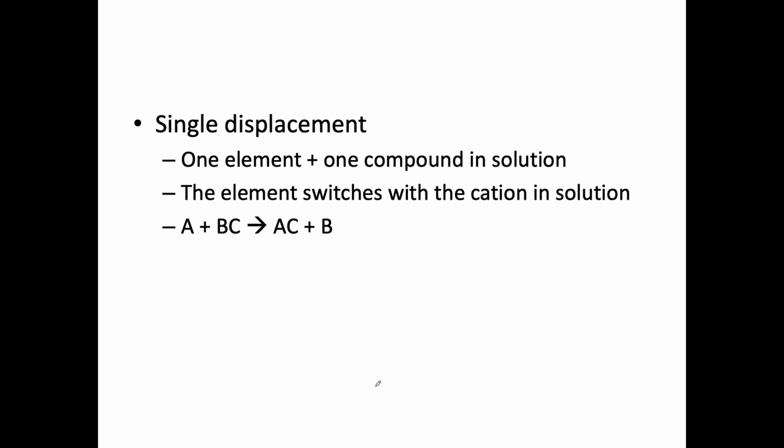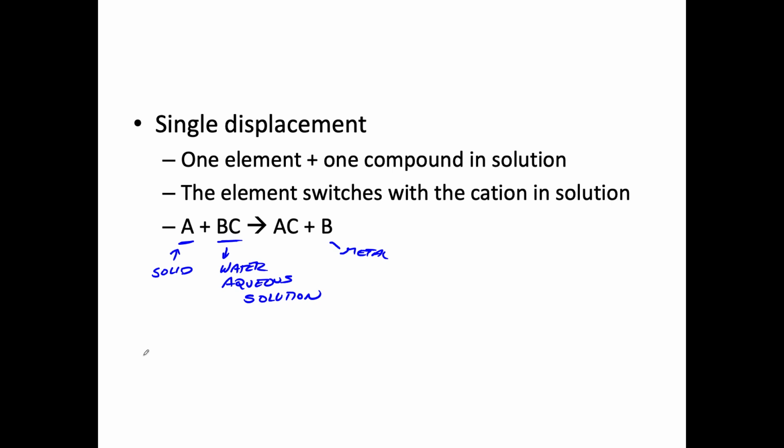Now, single displacement. This is cool because this is where a lot of things happen, and there's a lot of chemistry involved. We have an element: A is an element, and B, C is something in water, in an aqueous solution. When we put A and BC together, B is a solid, usually a metal. What happens is that A replaces B, B becomes a metal, and AC is the solution.